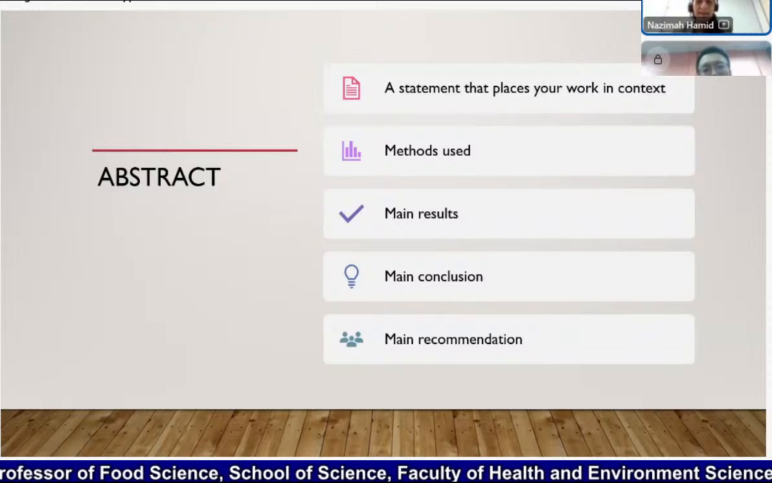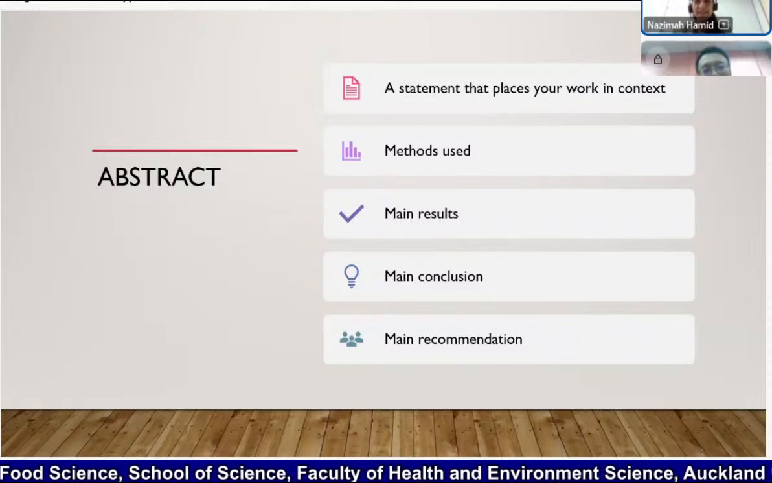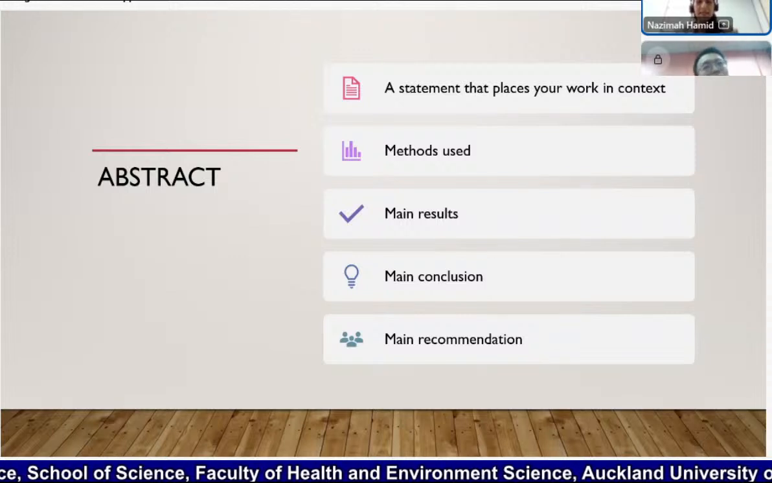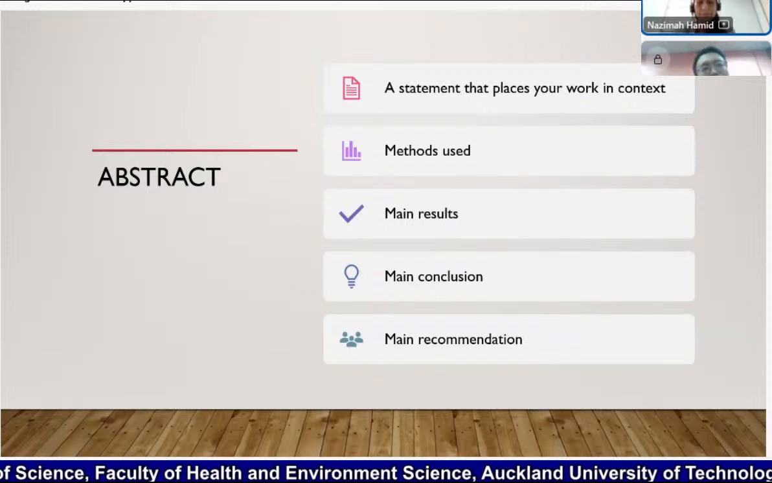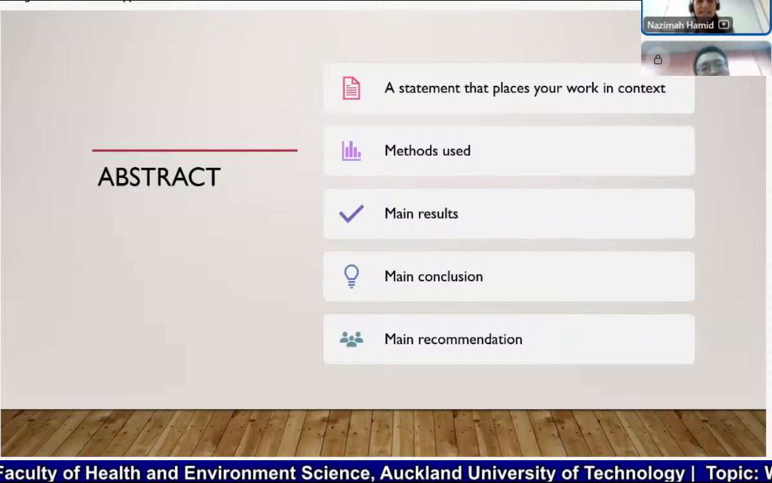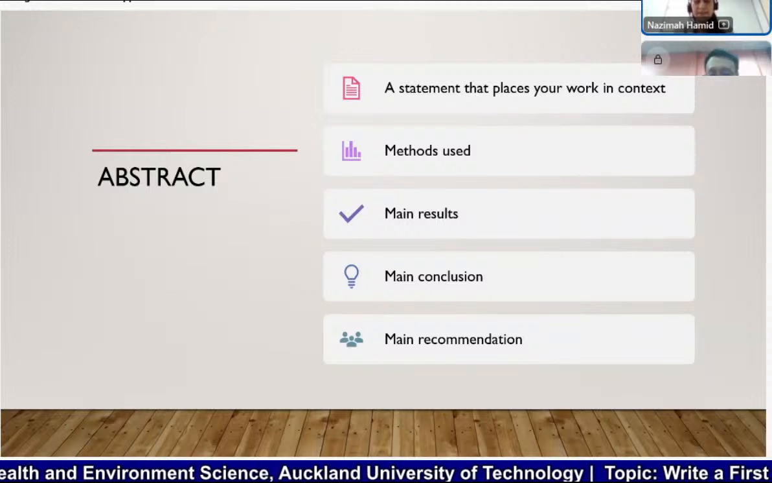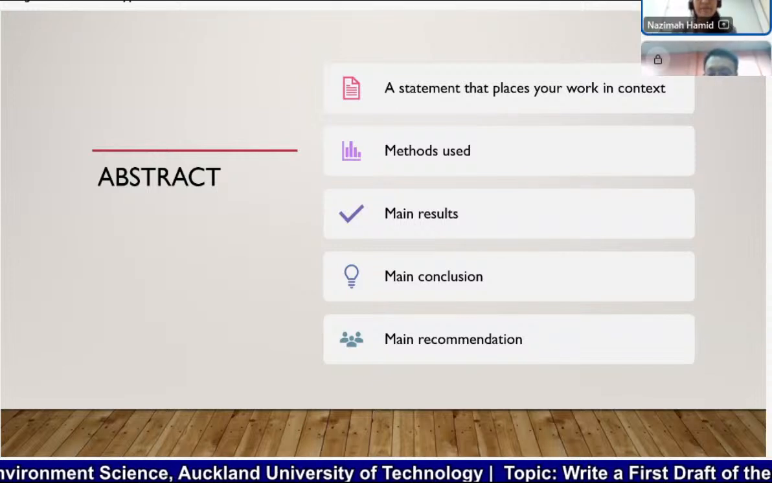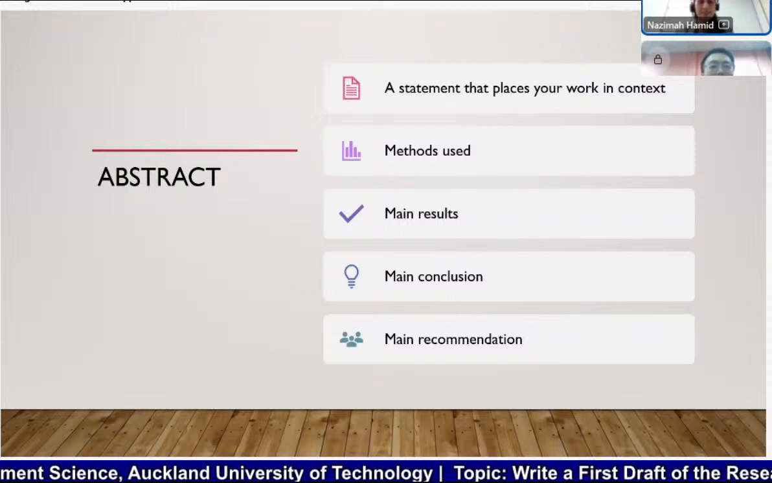Then after that, the methods used, very briefly. You don't need to go into great detail. You have to indicate some main results, but not too many numbers. But if the results are significant, it's good to add them in there. And finally you need to conclude, and there is a recommendation you can throw in if you want to.